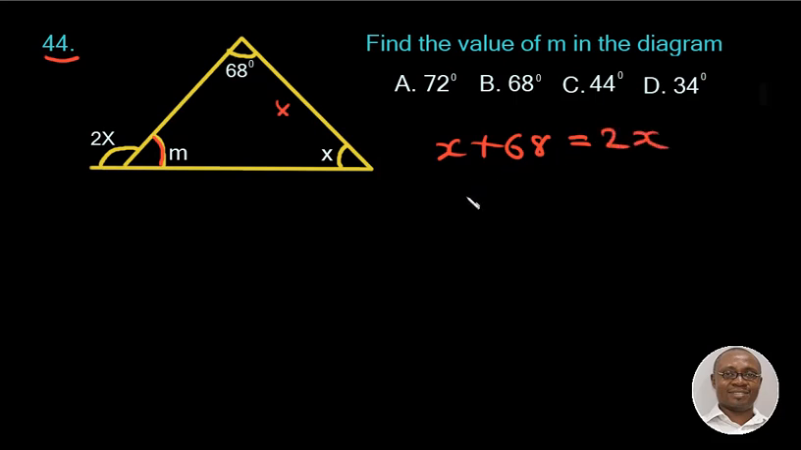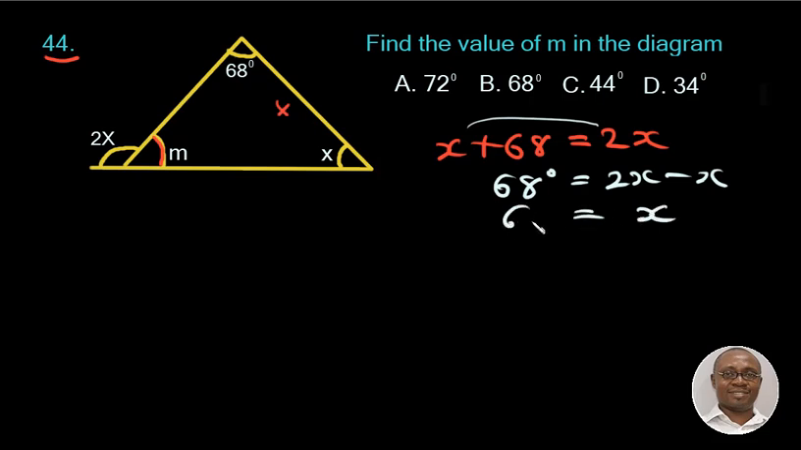So if we are now to solve for x, this goes to the other side. So we have 68 degrees equals 2x minus x, and this gives us x equals 68 degrees.